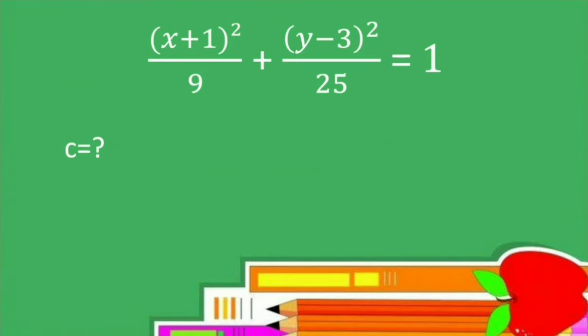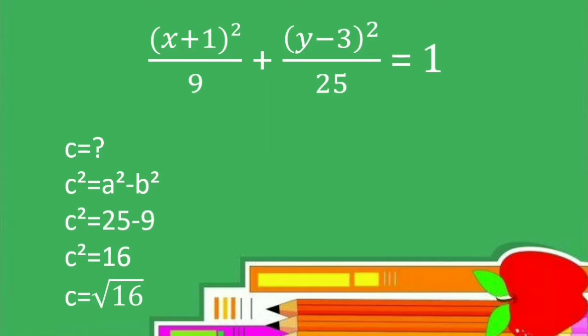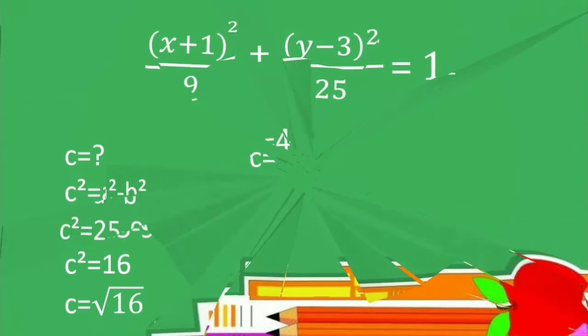And lastly, we will get the value of c. In order for us to get the value of c, we must use the Pythagorean theorem. C squared is equal to a squared minus b squared. So, 25 minus 9 is equal to 16. Next, we will extract the square root of 16 and it will give us 4.